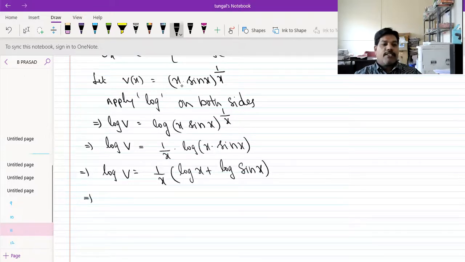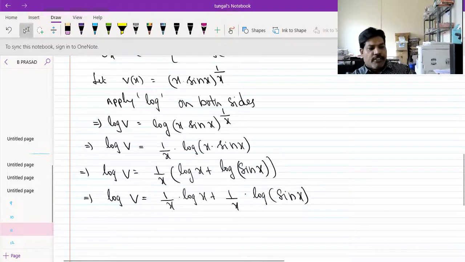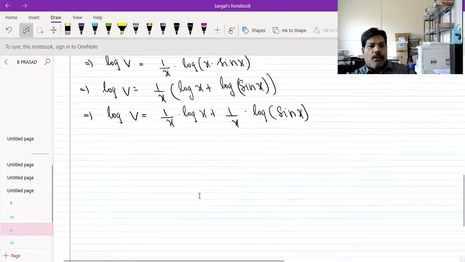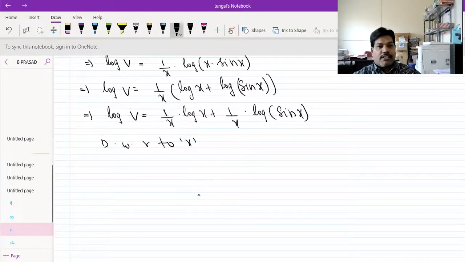So log v is equal to, multiplying with 1 by x, students, 1 by x into log x plus 1 by x into log of sin x. Now differentiate this function, students. I will apply the derivative here, differentiating with respect to x.